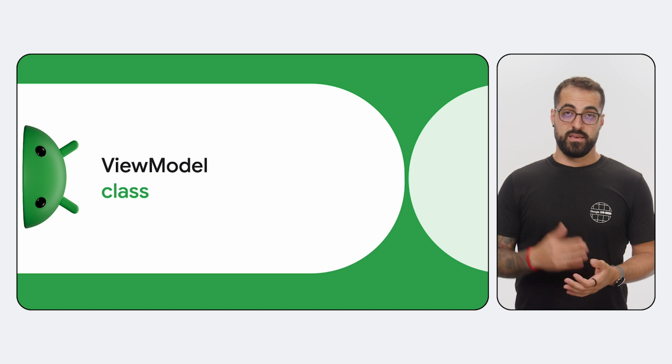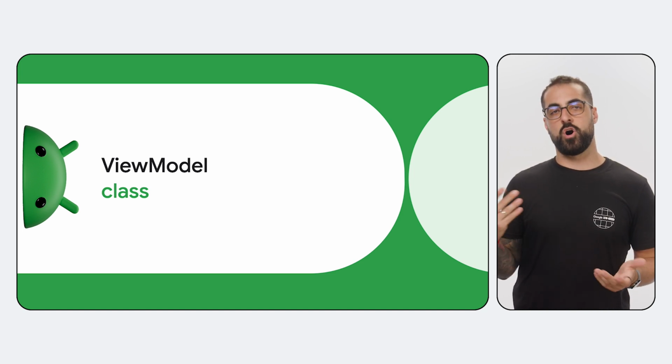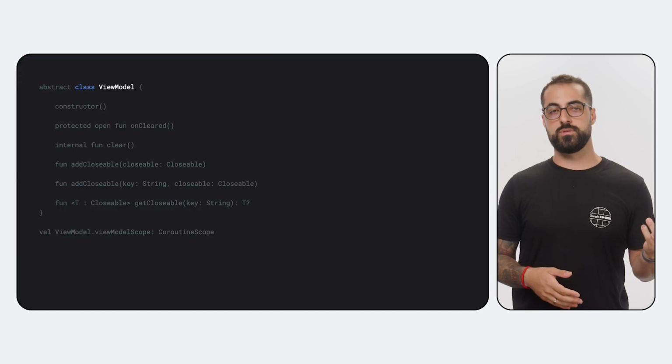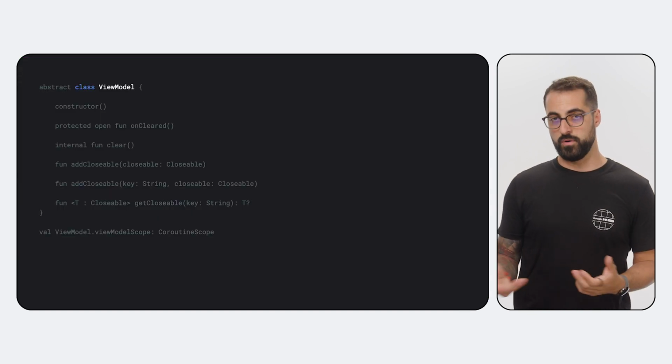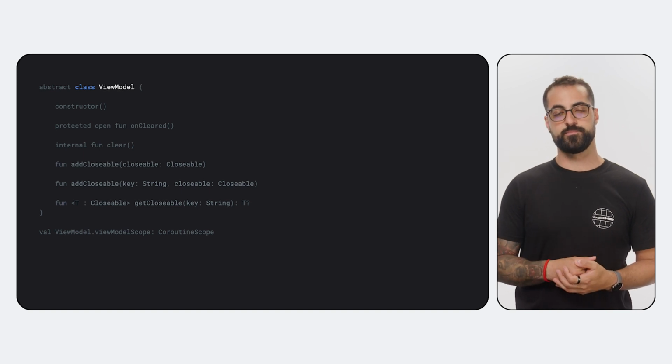The ViewModel class is likely the most used class from the ViewModel library. It is the type that all ViewModel instances are required to extend from. We won't cover the most simple APIs from the ViewModel. Instead, let's focus on the ones that were a bit challenging to migrate to KMP.